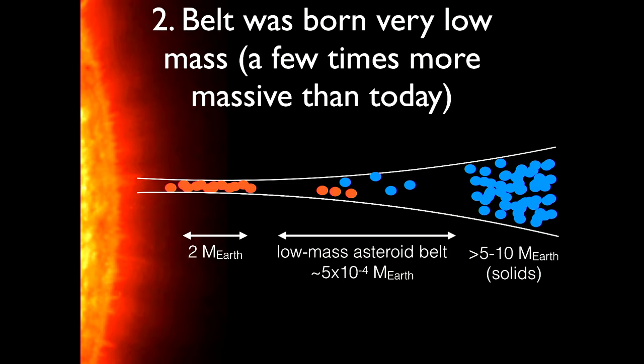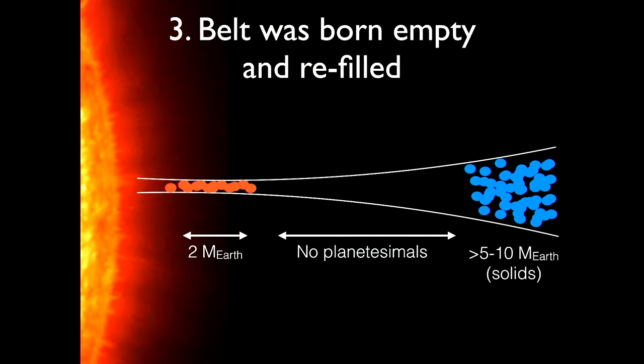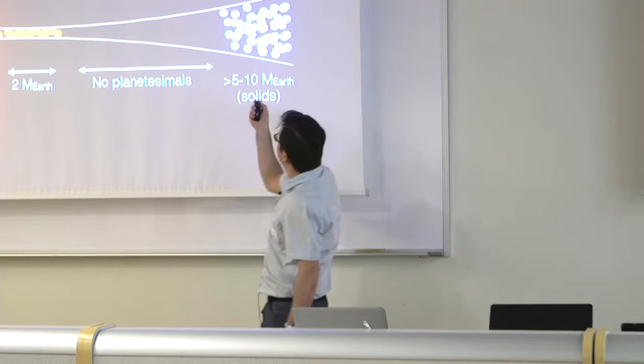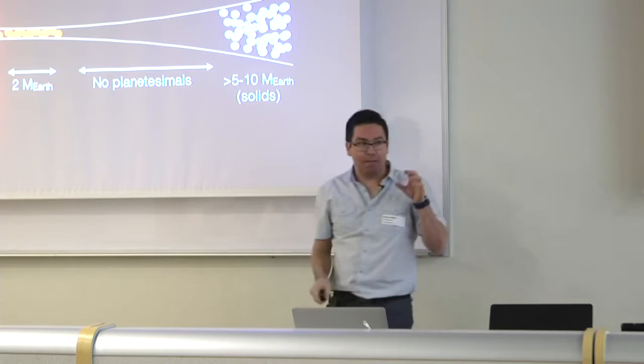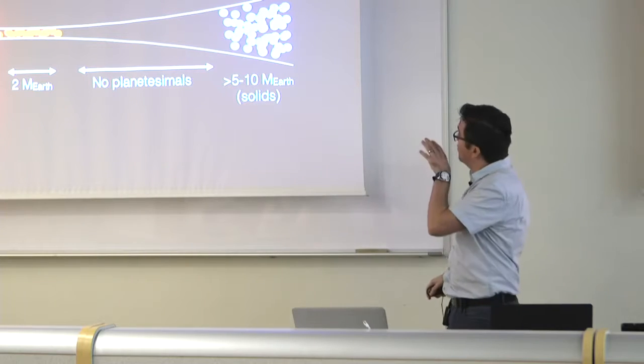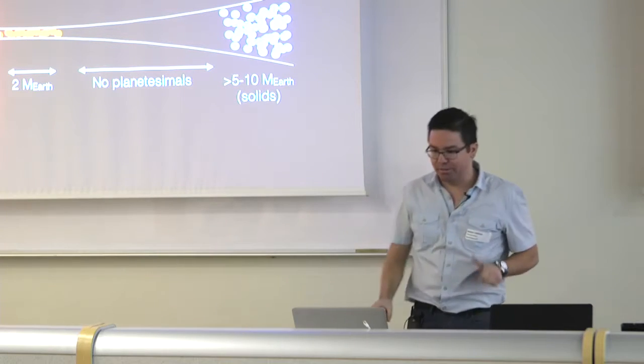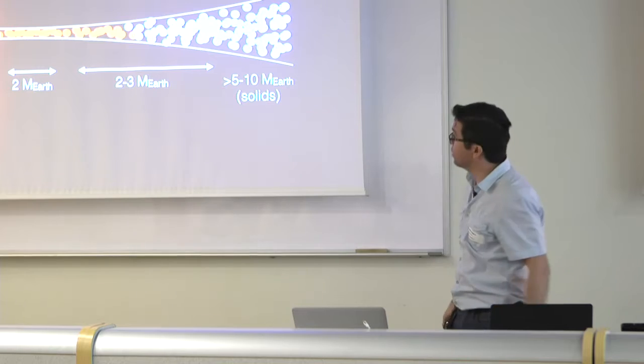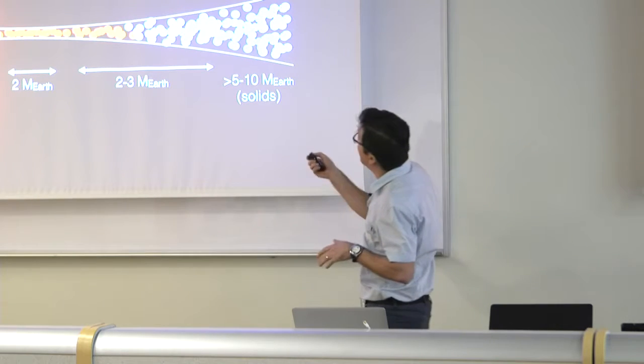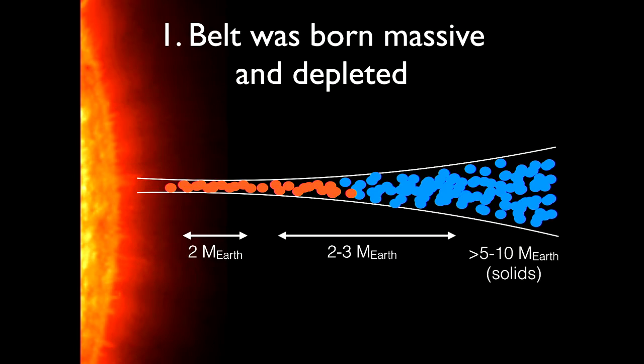The third solution is, maybe the belt was born empty. There's nothing there. And then we refill it with material from different regions. So that could be material coming from this region and material coming from this region. And I'm going to talk about each one of these scenarios in the next slides. So let's first start with the belt was born massive and then you have to deplete it. How can you do this?